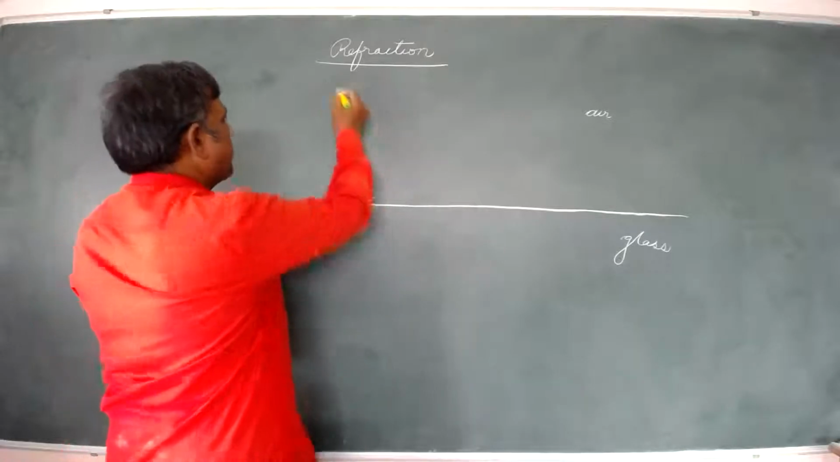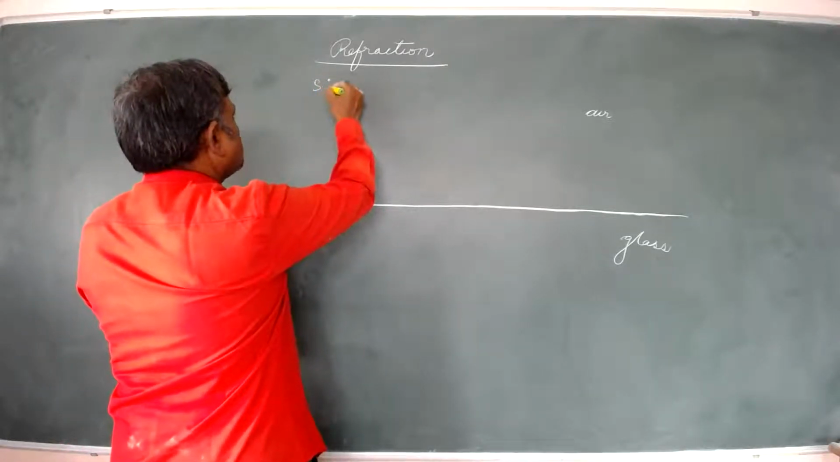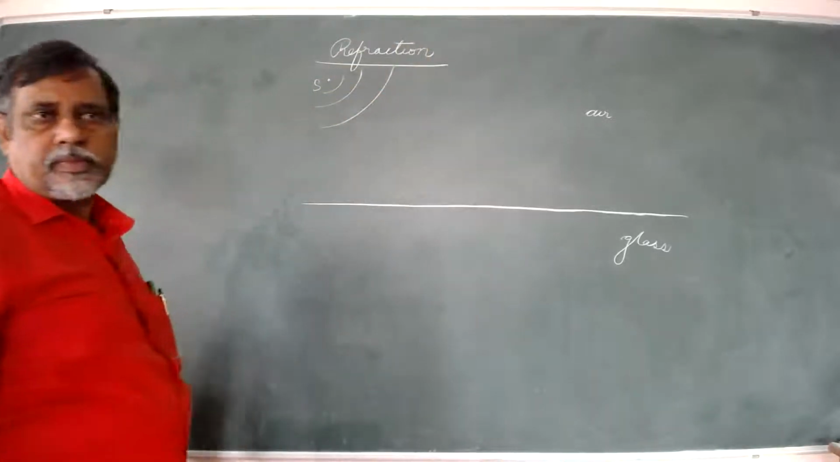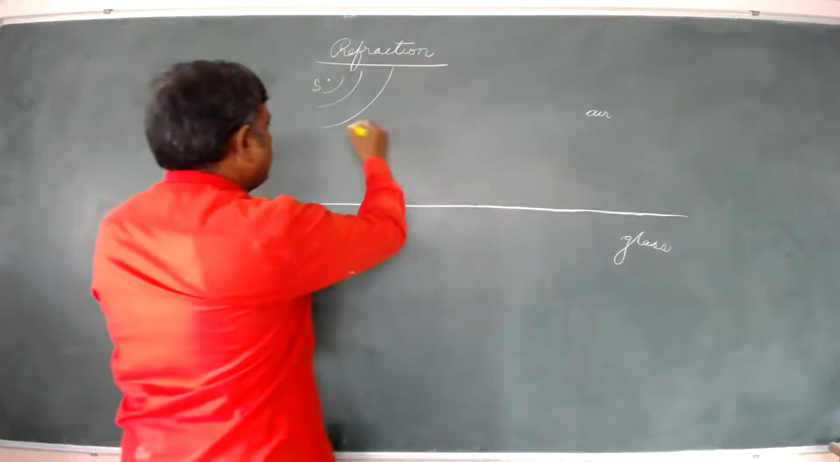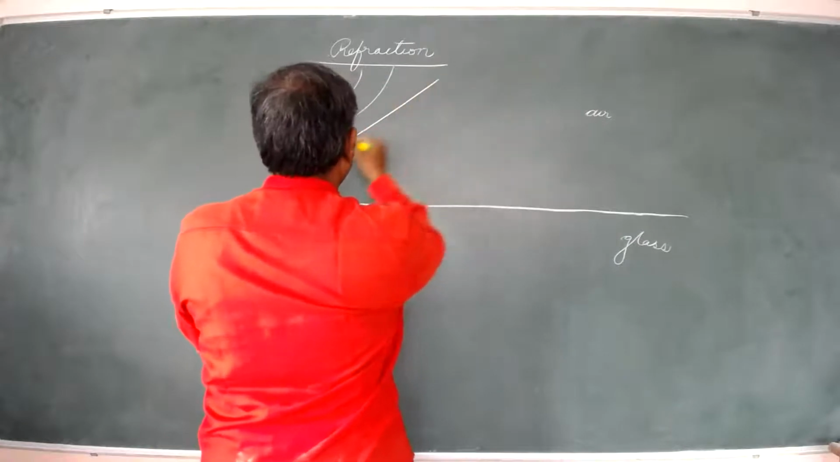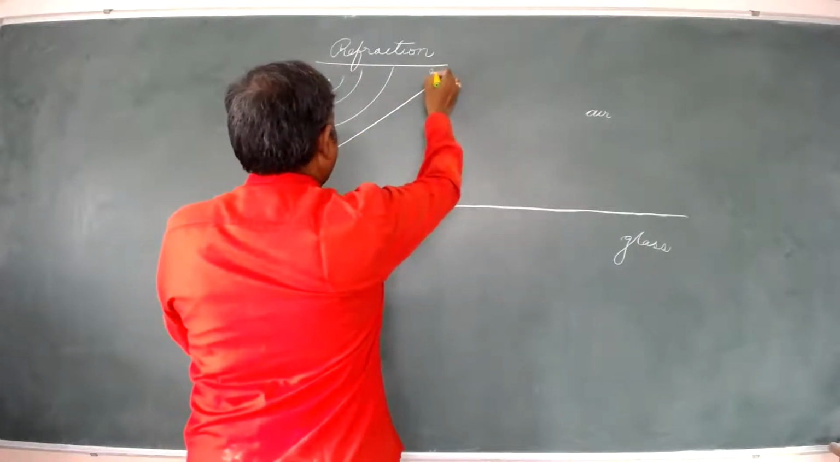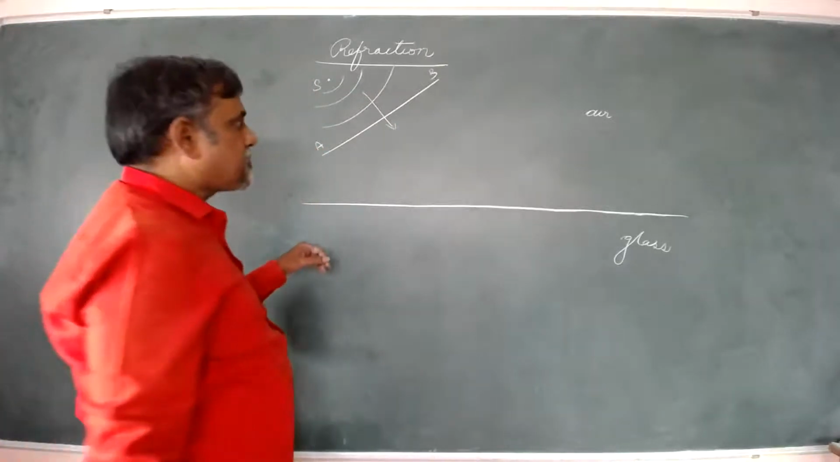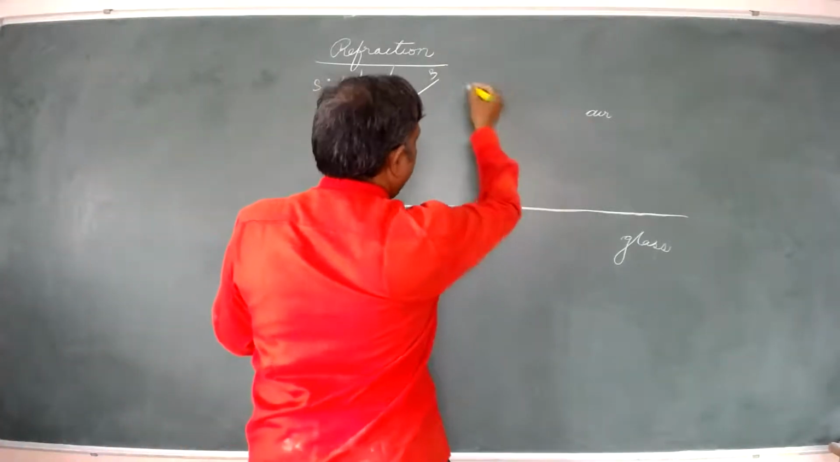Now look at this. Here you see, this is the source of light. Usually from the source of light, spherical wavefronts are emitted out. I will be taking one plane wavefront like this. This is a plane wavefront, which is AB. Now this plane wavefront is coming like this, with the velocity of light in air, c.